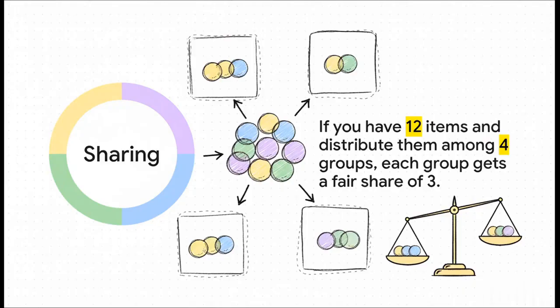And it's so simple, really. If you have 12 of something, cookies, dollars, whatever, and you need to distribute them among 4 groups, division tells you, cleanly, that each group gets a fair share of 3. It's the great equalizer of mathematics.